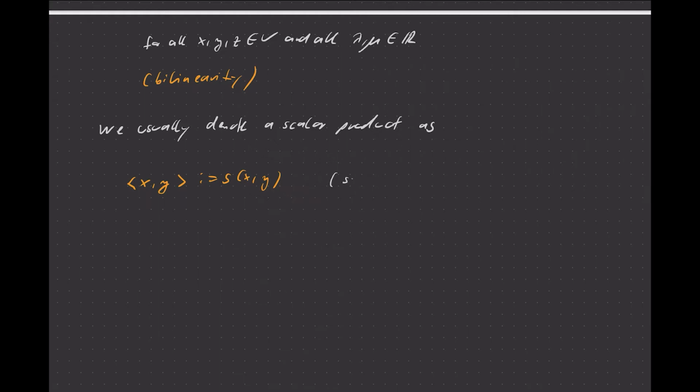You may be used to something like x circle y like this. I don't particularly like this because that circle is usually used for the concatenation of functions, whereas this notation here doesn't have, at least not a lot of other uses. Right? So this is what I'm usually going to use for the scalar product, and of course my advice is for you to do the same.